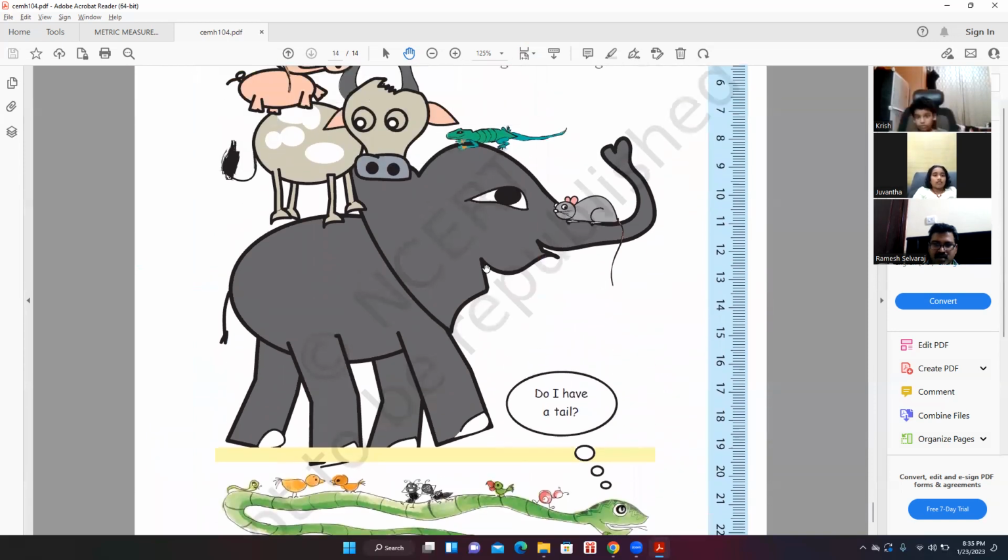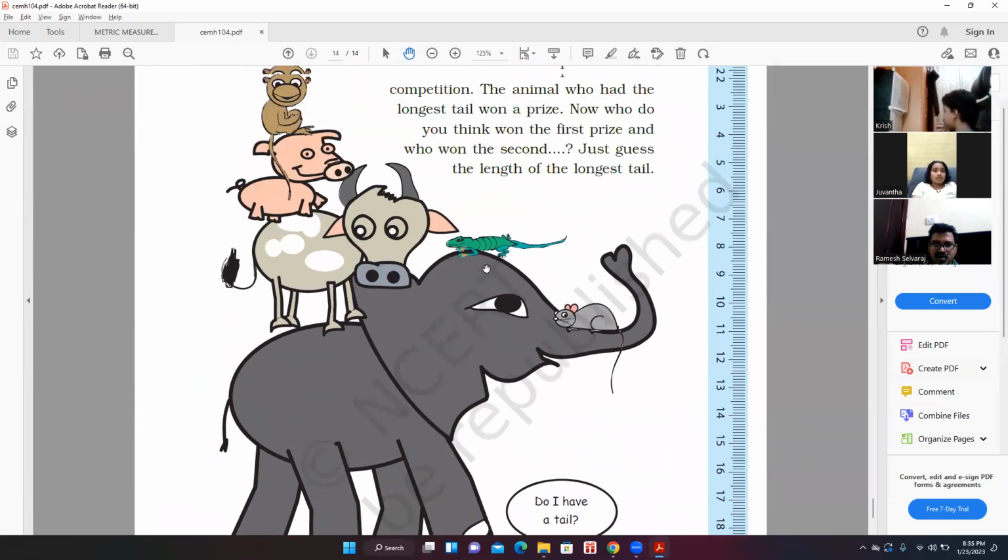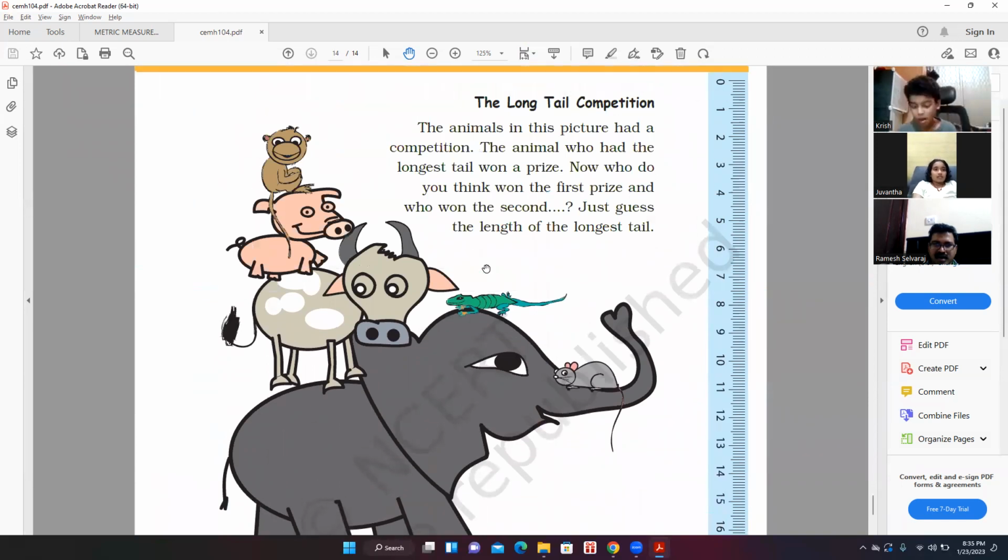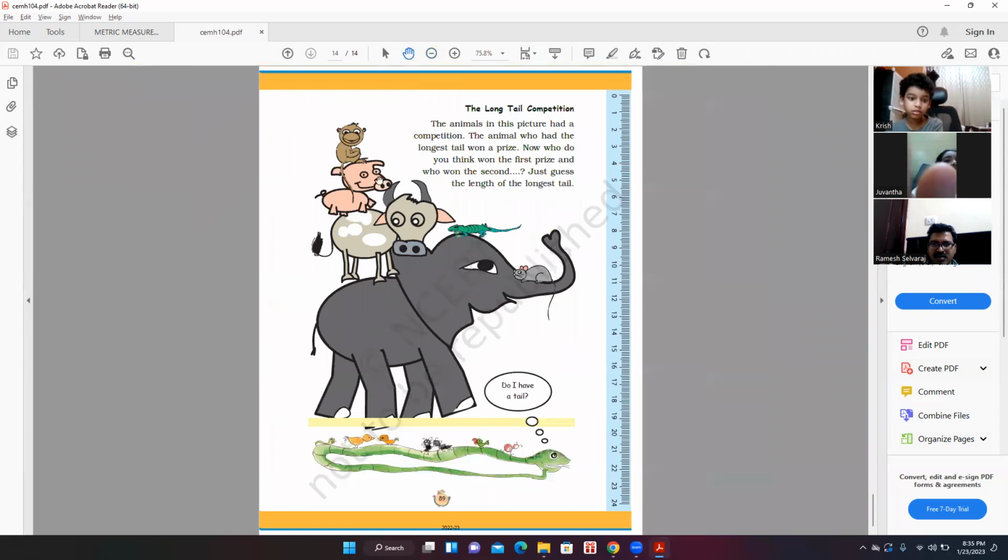Here you see a long tail competition. The animals in this picture had a competition. Okay, what are the animals in this picture? Are there some monkey, pig, cow, and elephant? Daddy, and a chameleon. The snake has the long tail. Who has the longest tail? Snake. Okay.